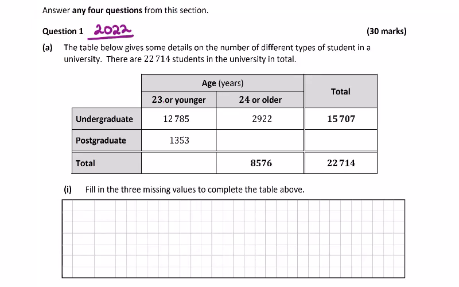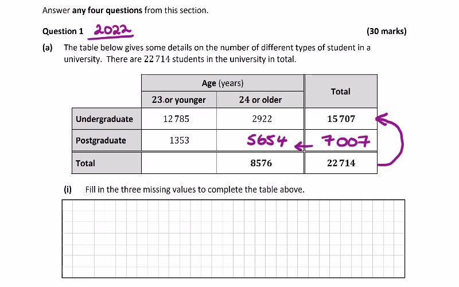Question 1 in 2022 on paper 2 started with a table with missing values. So it's just calculator use. 22,714 take away 15,707 is the first sum, and that gives 7,007. We can fill that right in on the paper. Then we can go this way, going backwards again, and we're going to say 7,007 minus 1353 is 5654.